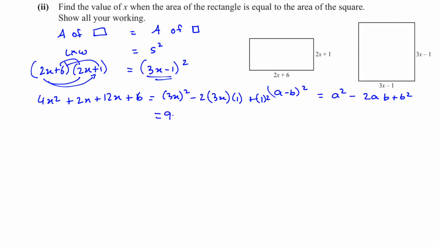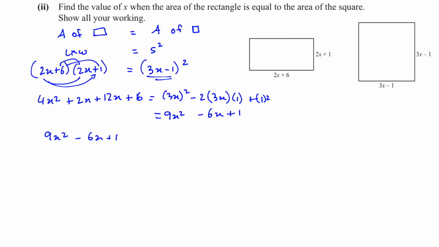Either you open your bracket up in this way, or we can expand it. It's negative 6x plus 1. Or you can expand it 3x minus 1 multiplied by 3x minus 1. Whichever way you find it easy, you can do it. Bring all the x's on one side. 9x squared minus 6x plus 1.